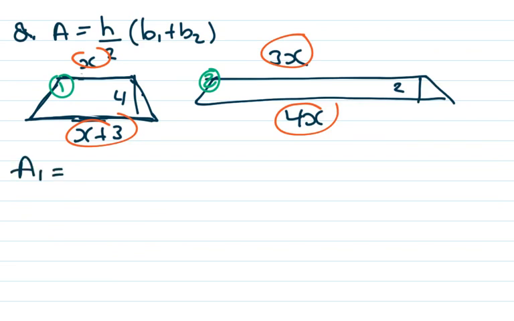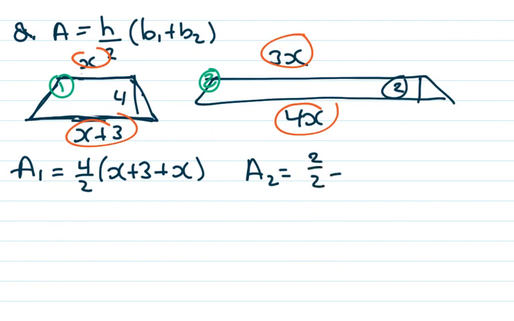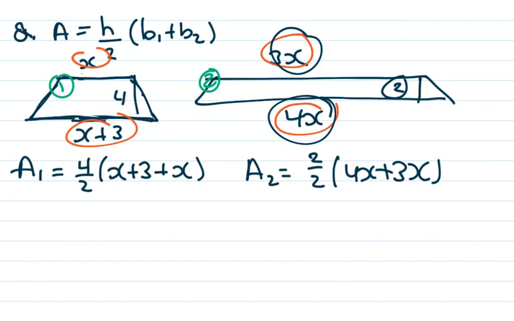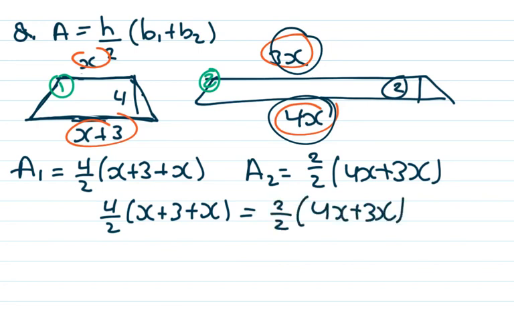1, equals the height, which is 4, over 2, times base 1 plus base 2. So x plus 3 plus x. The area of the second one is the height, which is 2, over 2, times base 1, which is 4x, plus base 2, which is 3x. Now, since their areas are equal, I can make these two equations equal to each other. So I have 4 over 2 times x plus 3 plus x equals 2 over 2 times 4x plus 3x.